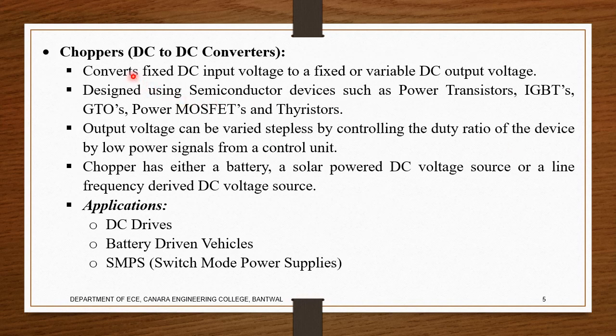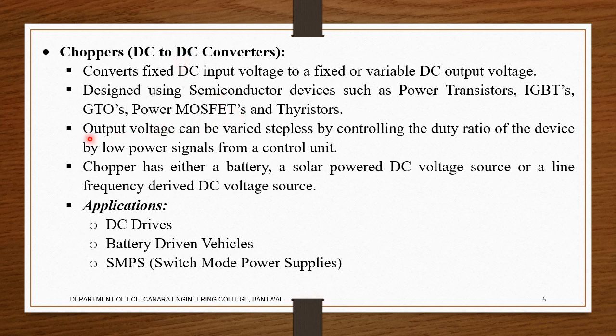Next one, the choppers. They convert DC to DC. They usually convert a fixed DC input voltage to a fixed or variable DC output voltage. They are designed using semiconductor devices such as power transistors, IGBTs, GTOs, power MOSFETs, and thyristors. The chopper part we will discuss in detail in Module 2 Unit 2.